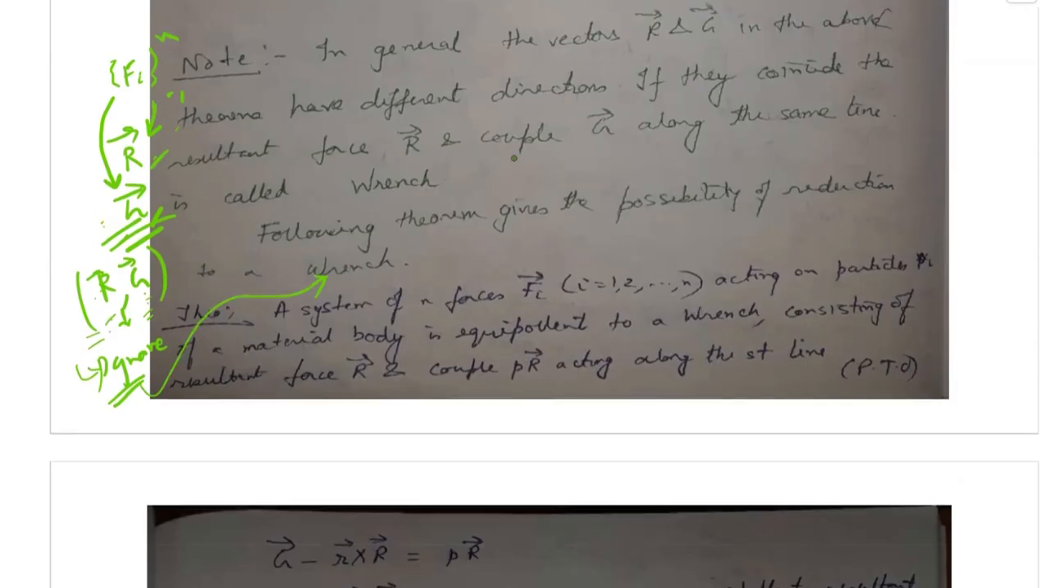Okay, so that's what I've written here also. In general, if you see the note, the vectors R and G that we have just seen have different directions. If they coincide, then we say this is called a wrench. That is, the dyname is reduced to a wrench. Okay, so this reduction of a dyname to a wrench is supported by this theorem.